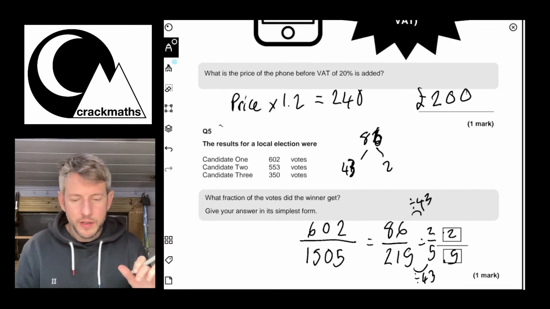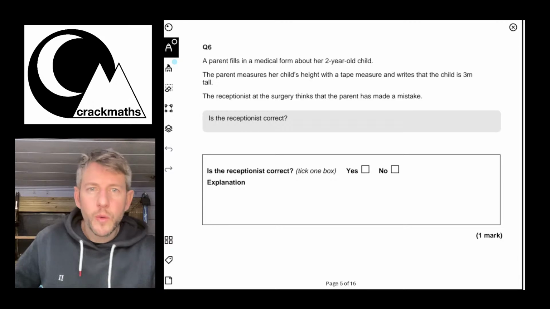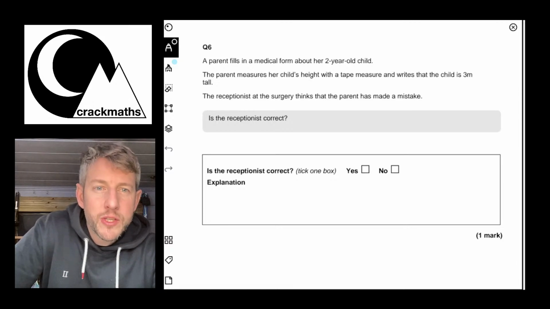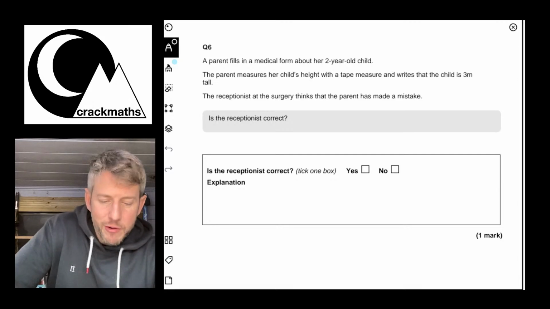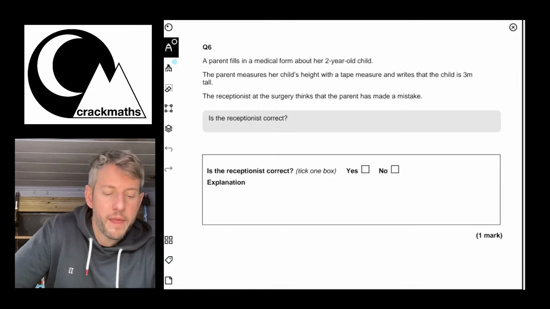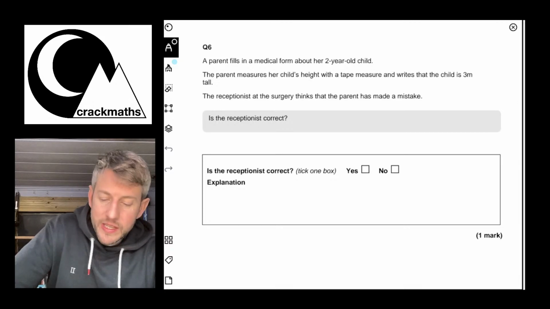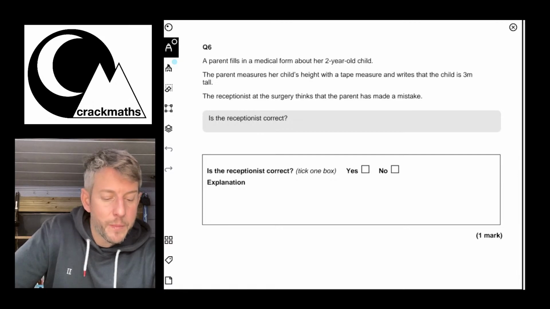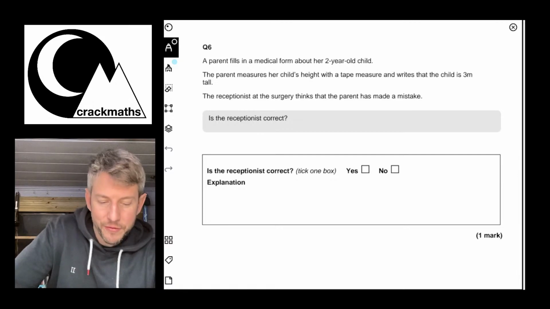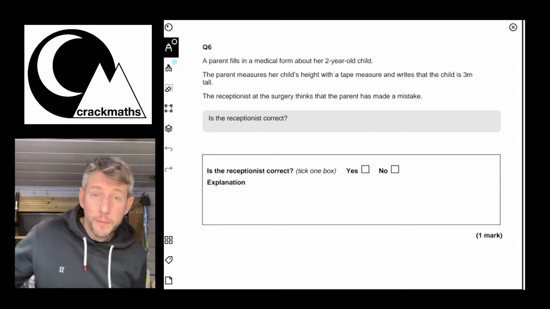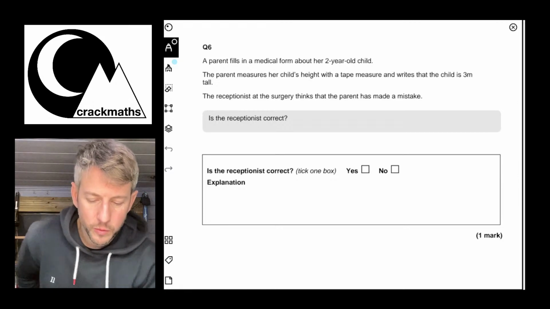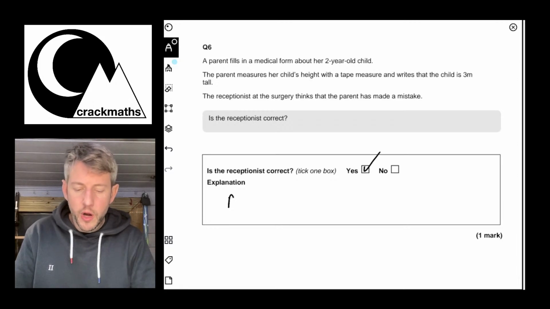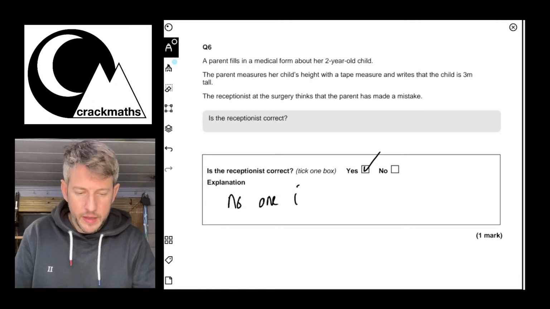Okay, right. Question 6 says, a parent fills in a medical form about her 2-year-old child. The parent measures her child's height with a tape measure and writes that the child is 3 meters tall. The receptionist at the surgery thinks that the parent has made a mistake. Yes, I think that the parent has made a mistake as well, because nobody is 3 meters tall. Is the receptionist correct? Yes. No one is 3 meters tall.